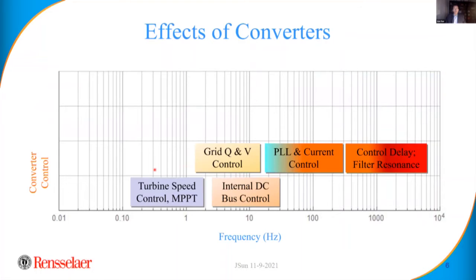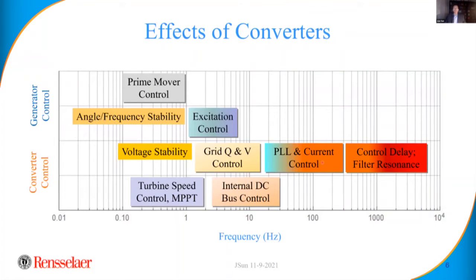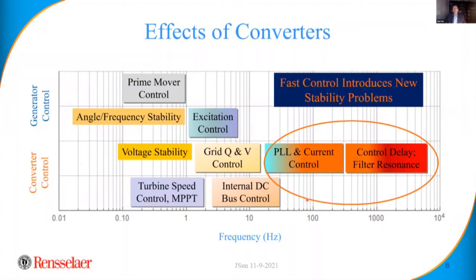Now with converters, we are adding a lot more control functions, and the really most important difference is that we are having these high frequency control functions. They are mostly related to the inner control, like current control, and even the outer control loops of converters are faster than synchronous machines. And with this fast control, we introduce a potential for instability in the higher frequency range, where we didn't have the problem in the past, but now this is very common due to fast control of converters.